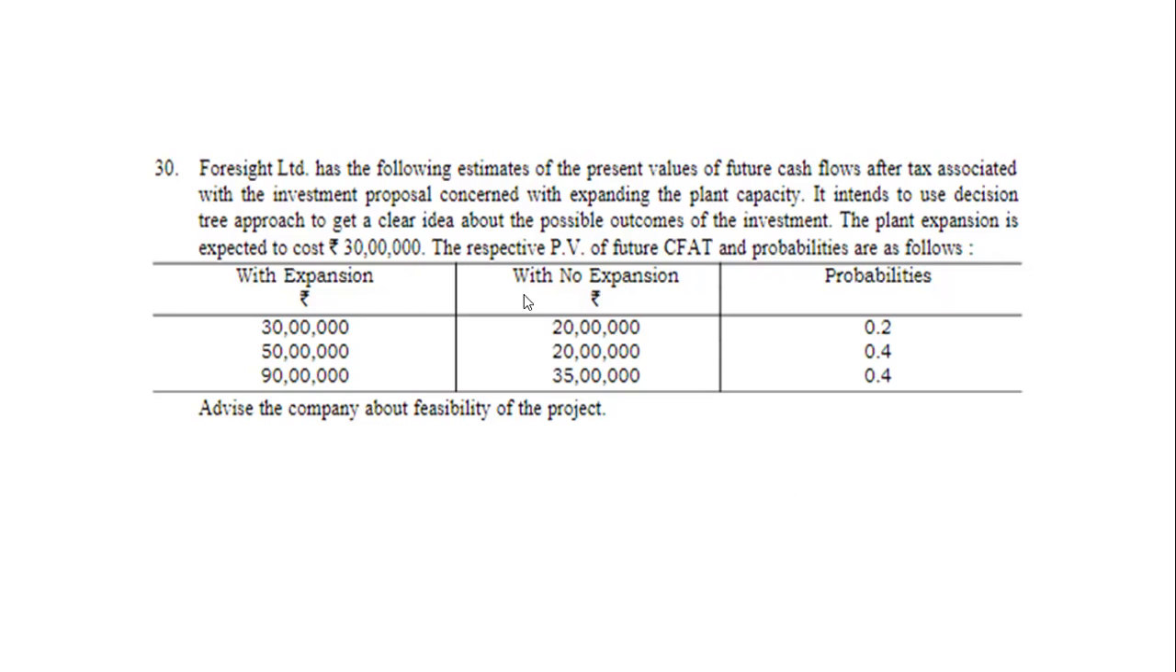Next, without expansion, the present value of CFAT is given. Multiply with 0.2: 20 lakhs into 0.2, 4 lakhs. 20 lakhs into 0.4, 8 lakhs. 35 lakhs into 0.4, 14 lakhs.